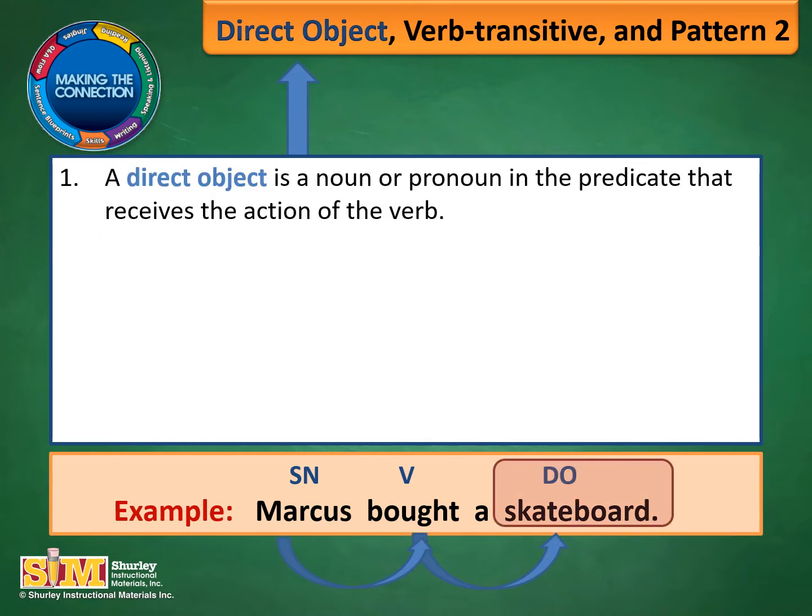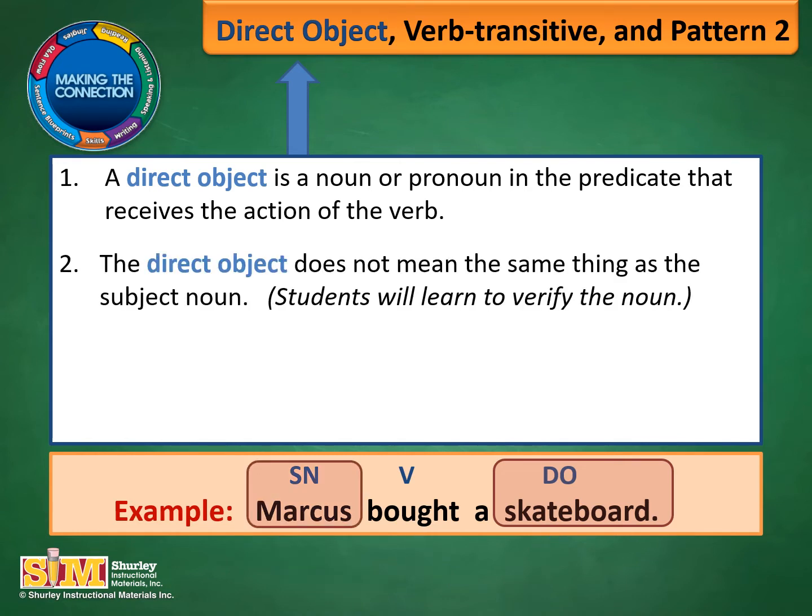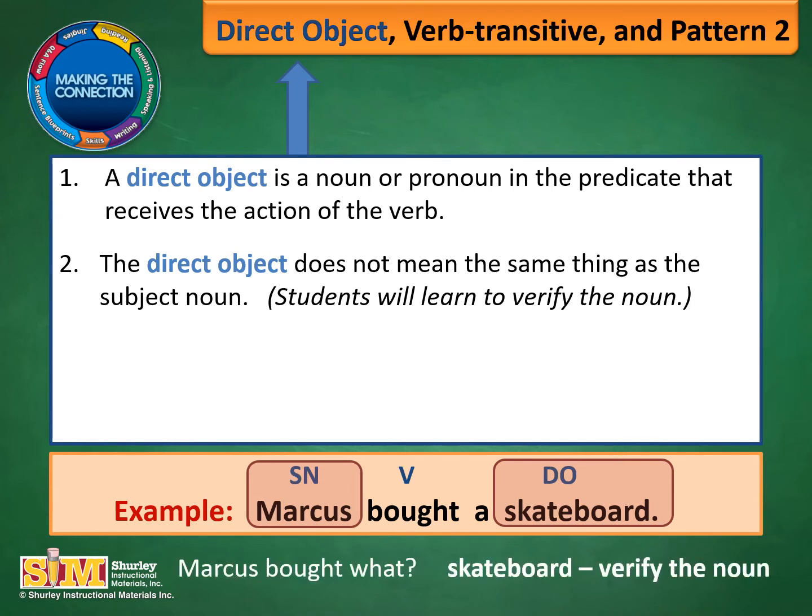Students will learn that Pattern 2 sentences contain a direct object. There are several important things to know about a direct object in order to locate one in a sentence. First of all, students will learn that a direct object is a noun or pronoun in the predicate part of the sentence that receives the action of the verb. They will also learn that the direct object does not mean the same thing as the subject noun. The question and answer flow will include a step that will verify that the direct object does not mean the same thing as the subject noun.